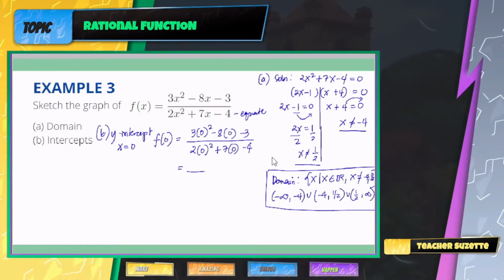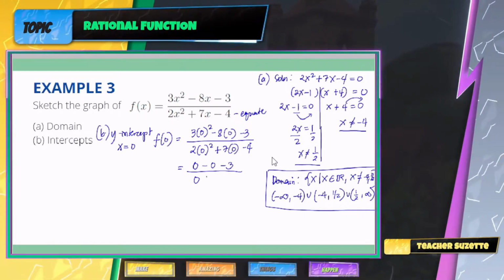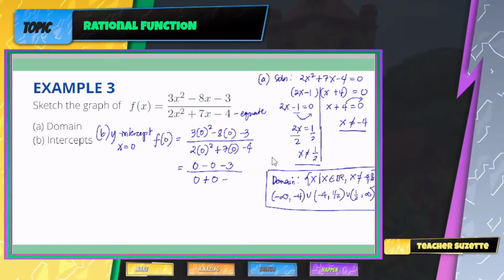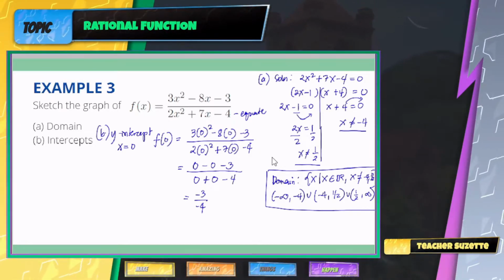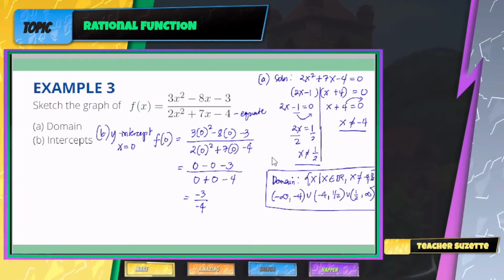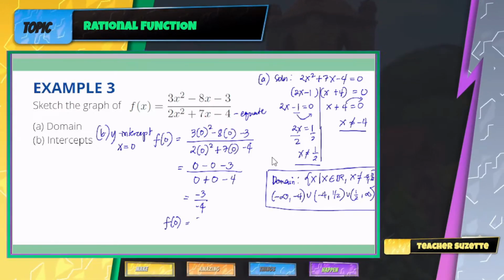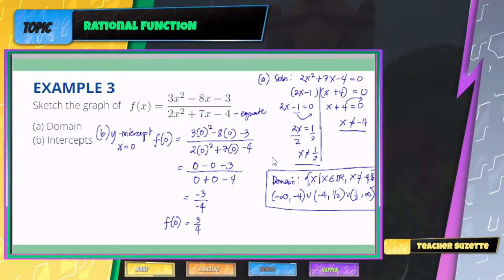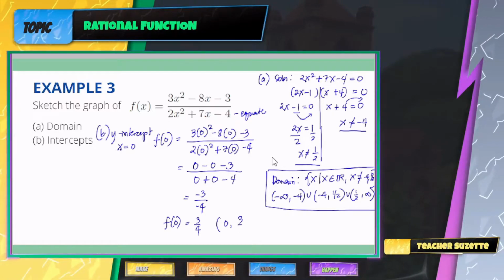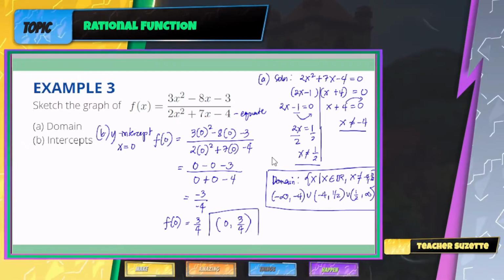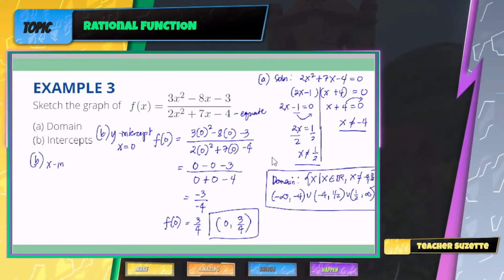Therefore, your numerator becomes 0 minus 0 minus 3, and your denominator will be 0 plus 0 minus 4. So you have negative 3 in the numerator and negative 4 in the denominator. Therefore, your f of 0 is positive 3 over 4. That is your y-intercept, the point (0, 3/4).